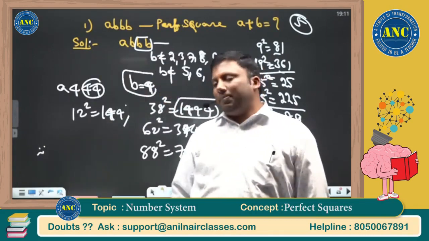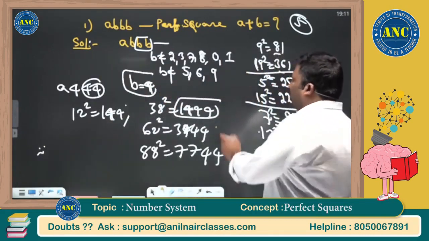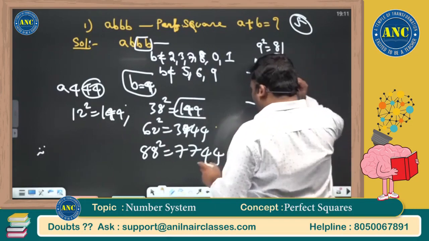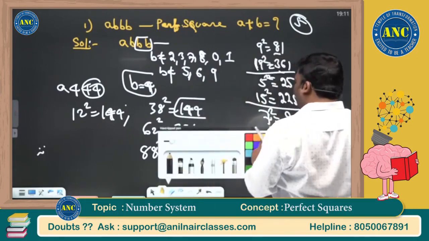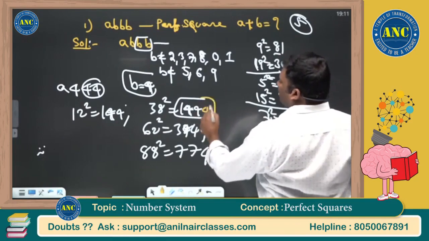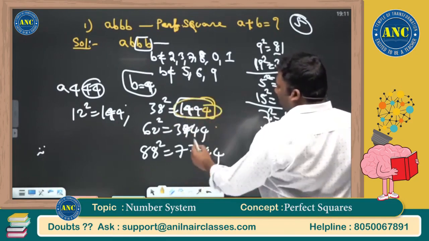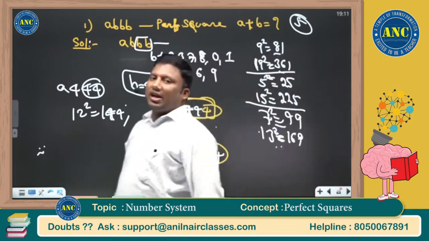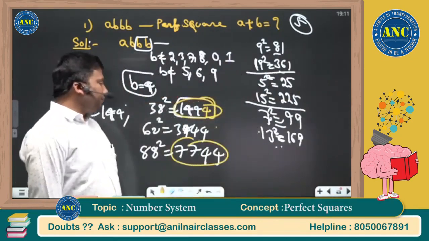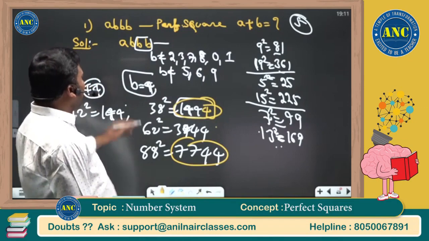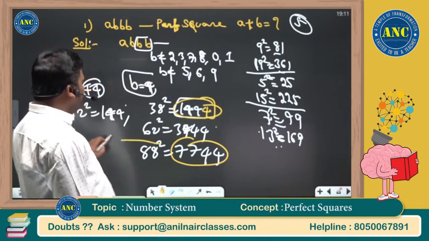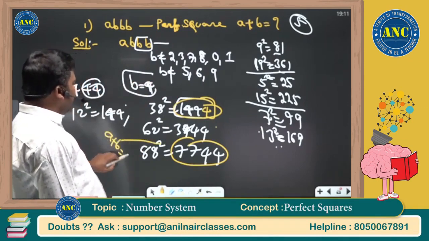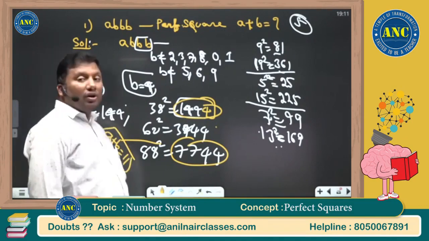Once you got 44, 12 square is 144. 50 minus 12, 50 plus 12, 100 minus 12. This is satisfying the first question. This is satisfying the second question. 7744. First question answer is 5. Second question answer is 11. 7 plus 4, it is 11.